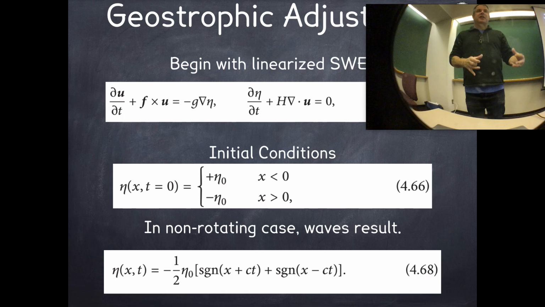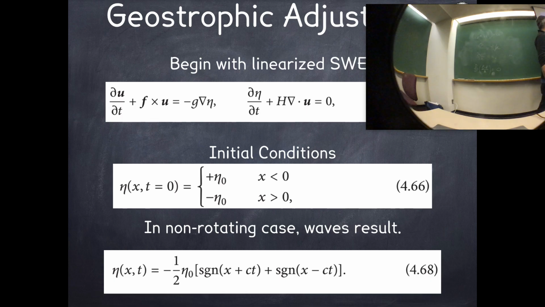That's what geostrophic adjustment is. Okay, so we begin with the linearized shallow water equations. So linearized, keeping the Coriolis term. So here we've just thrown away the u dot grad u term, and here the u dot grad eta term is thrown away. So we have a linearized thickness equation and a linearized momentum equation.